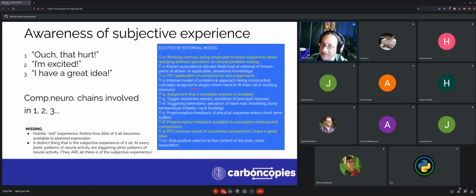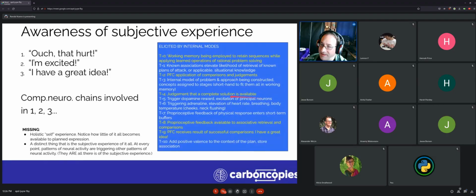Yeah, I think the meaningful clue here is that the judgment that the complete solution is available is not enough to give you the sensation of a great idea, because there's more attached to that sensation. The subjective experience of having a great idea needs that unconscious stuff that then happens, the dopamine reward and all of that physiological stuff. Once that comes back, then you've got the full picture of the experience of having just had a great idea.